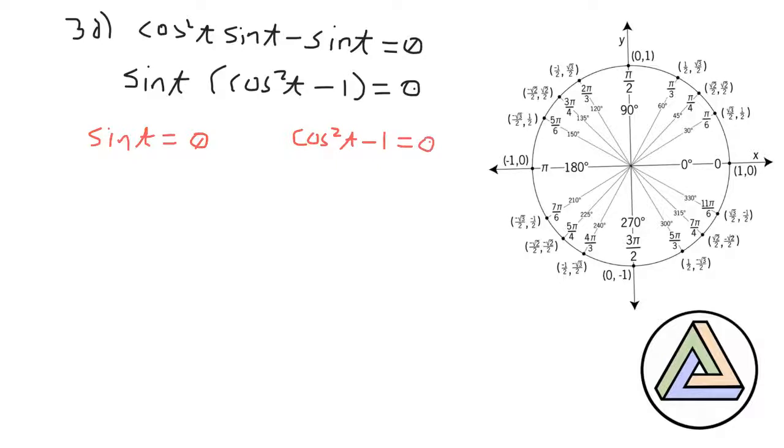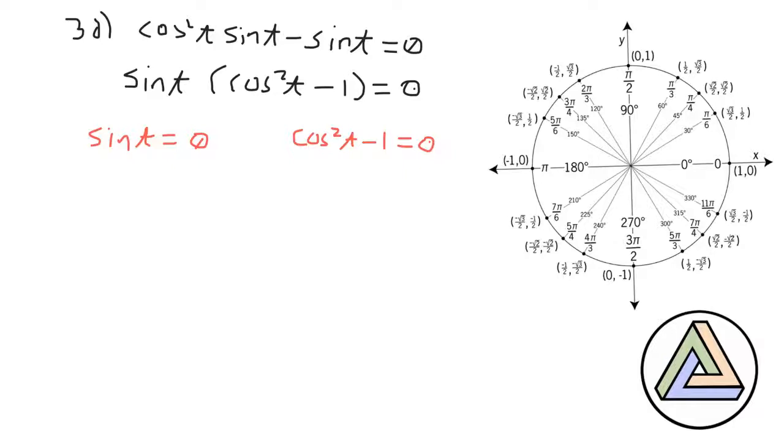Now, looking at the first equation, it's very straightforward. The sine of what angle gives you a 0? In other words, since sine corresponds with y-coordinates, which angle would give us a y-coordinate of 0? Well, there are two of them. We have angle 0. That would give us a y-coordinate of 0. And we have angle pi. That would give us a y-coordinate of 0.